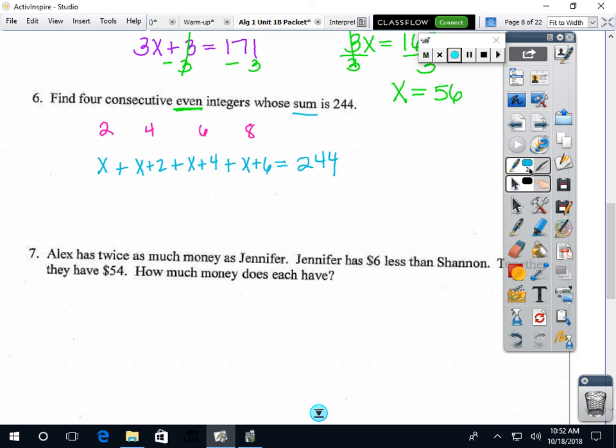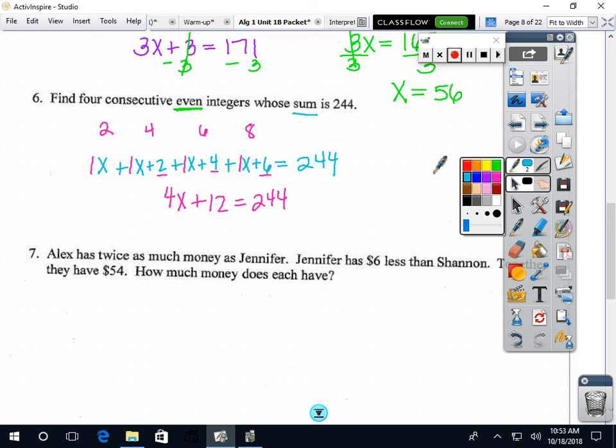So now we start by combining like terms. And what do you get when you combine the like terms? 4x plus 12, because you have 1x plus 1x plus 1x plus 1x, which is 4x. And then 2 plus 4 plus 6 is 12. And now what do we do to solve for the x?